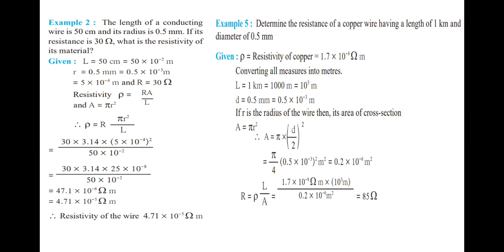So here they have multiplied 1 kilometer into 1000, which comes out to be 1000 meter. Okay, you can also write it as 10 raised to 3. 0.5 millimeter. Now milli means you will divide by 10 raised to 3, and when you take it to the numerator, it will be 10 raised to minus 3. So convert it.